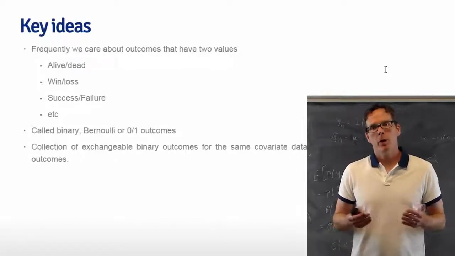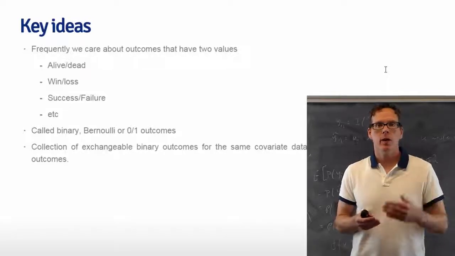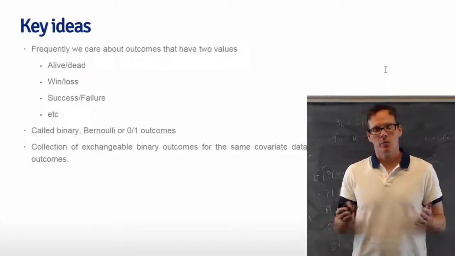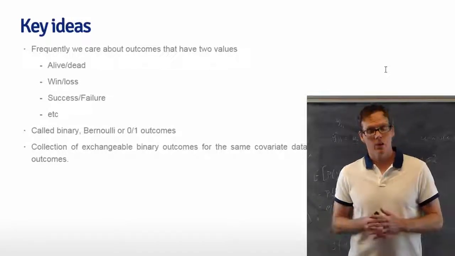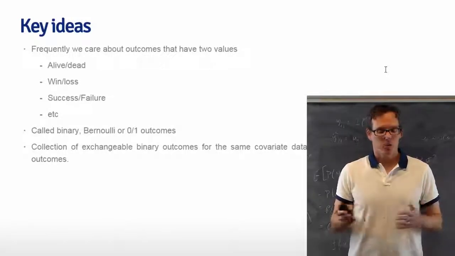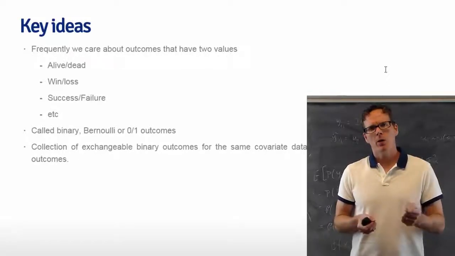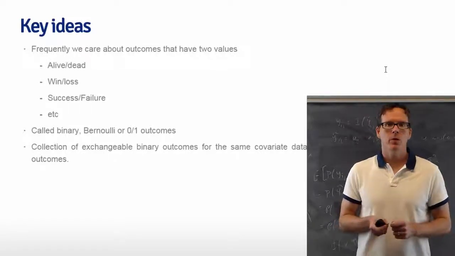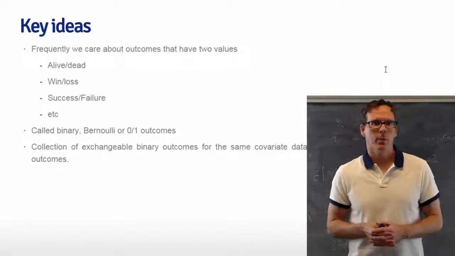For example, in biostatistics, we're often doing things like survival analysis where people are either alive or dead at the end of the study. For example, a cancer study. We can look at wins versus losses like we're going to do today, or successes or failures of any kind. And we're going to model the data as if it's a bunch of coin flips where the success probability potentially depends on a collection of covariates.